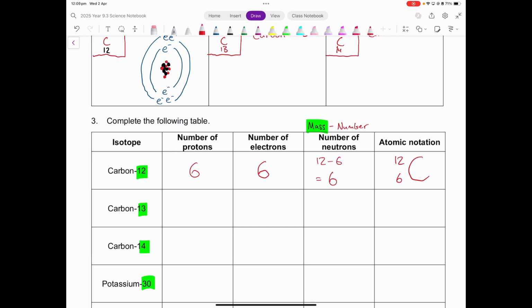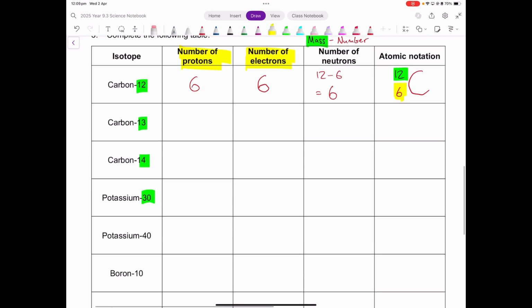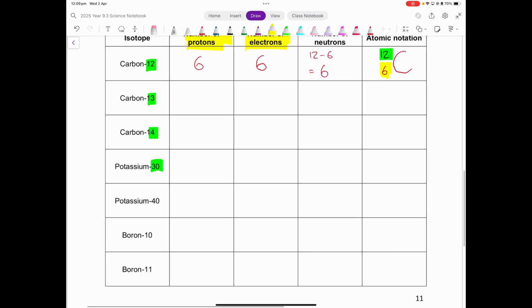So what I'm going to have you do right now is, if I highlight these in the same way that I did yesterday, meaning that the number of protons, number of electrons, all of that is equal to this number here, can I get you to please fill in this table for me for the different isotopes of carbon, potassium, and boron, and then we'll go through the examples.